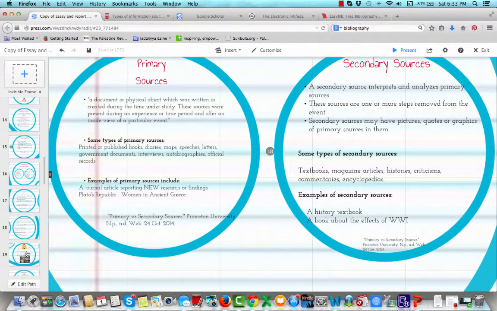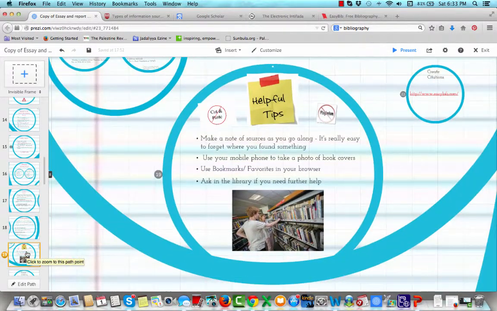Okay, moving on then. So, helpful tips. When you're sourcing, I would recommend you make a note of the sources as you go along, because you simply forget where you found something and then you have to go back and try to find it. And if there's an interesting book cover, take a picture of it. You have your mobile phone, use it. And then you can use your bookmarks, basically use favorites over here. Or if you have any problems, you can simply ask the library or the librarian for further help.